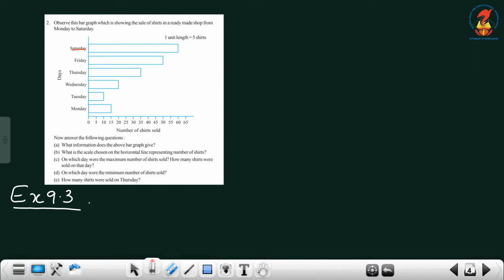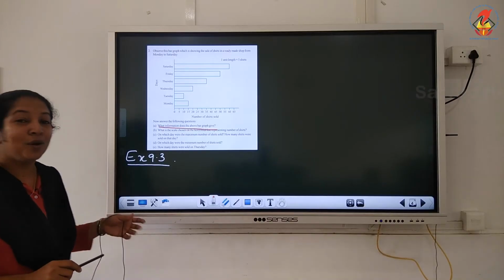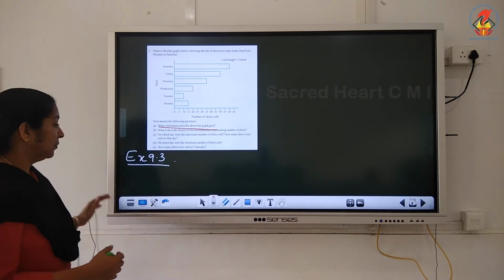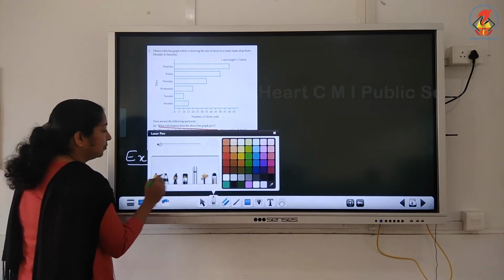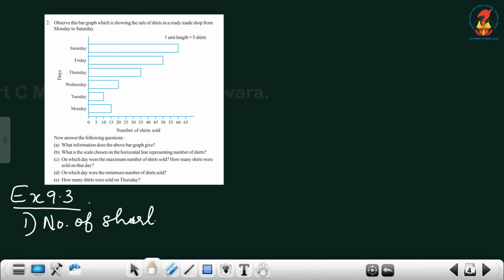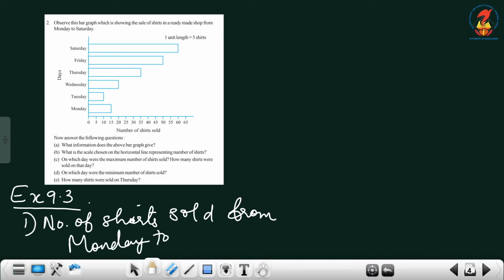So, the first question is, what information does the above graph give? What it gives? The number of shirts sold on each day or on a particular day. So, what is given? Number of shirts sold from Monday to Saturday.